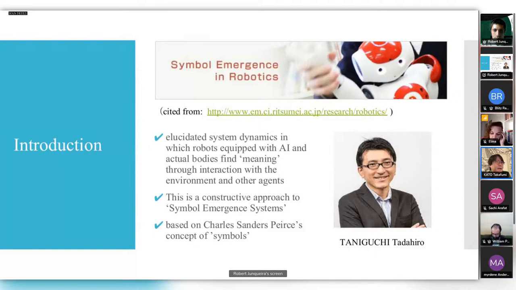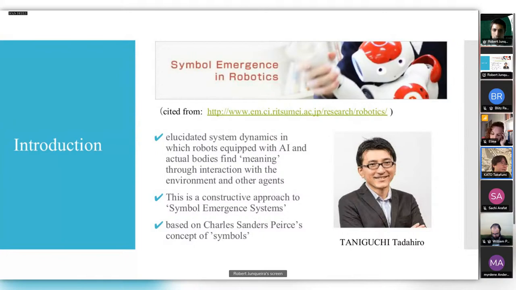Until now, AI research has proceeded based on the implicit assumption that the symbol systems operating in society are fixed. However, Peircean semiotics rather sees these symbols as dynamic phenomena. As Charles Sanders Peirce's semiotics suggests, we would like to contend that the function of symbols is closely related to habit.